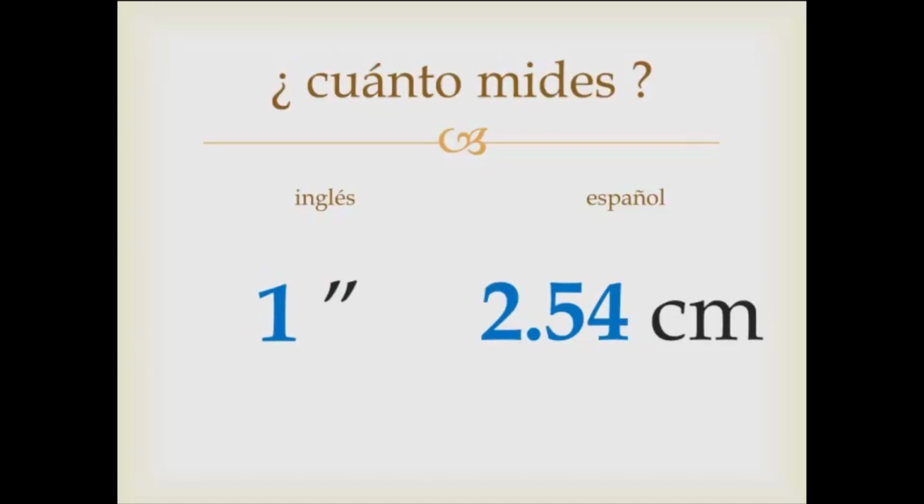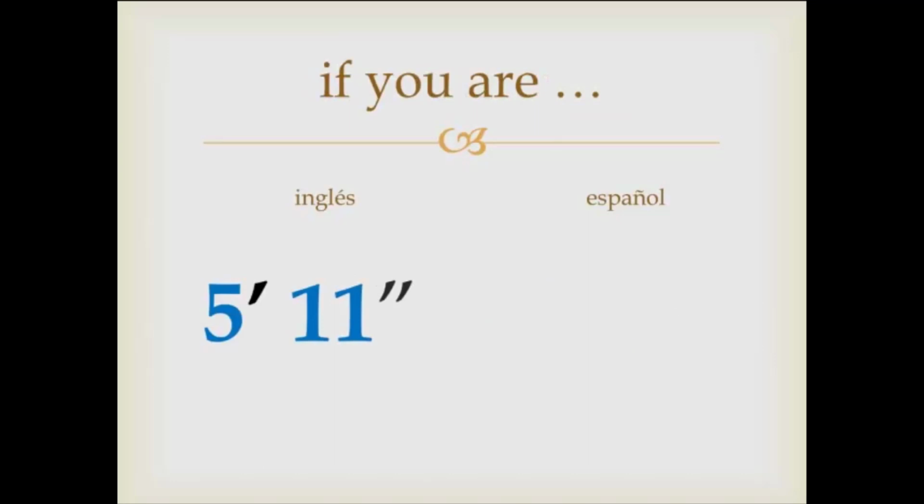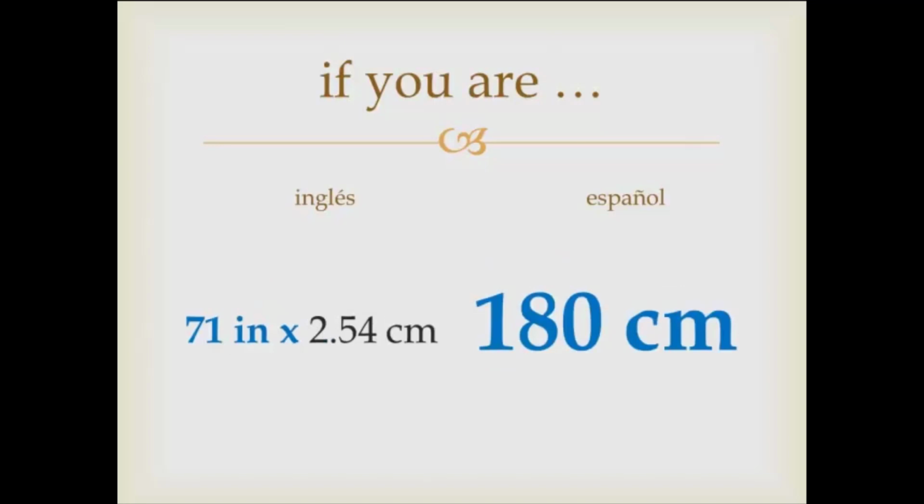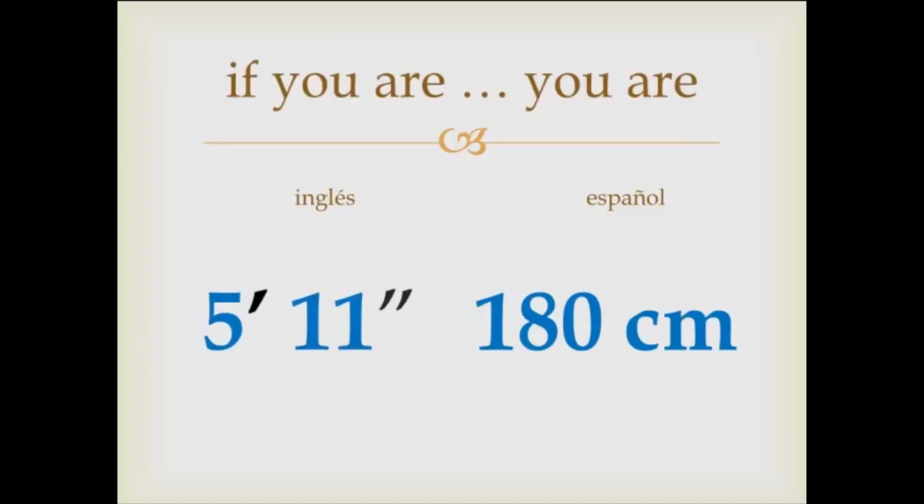And this is your height. ¿Cuánto mides? Is how tall are you, or how much do you measure? 1 inch is 2.54 centimeters, centímetros. So if you're 5 feet 11, 5 feet times 12 inches is going to be 60 inches. Then you add the other 11 inches. So someone who's 5 feet 11 is 71 inches tall. 71 inches times 2.54 centimeters is 180 centimeters. So, if you're 5'11", you're 180 centimeters tall.